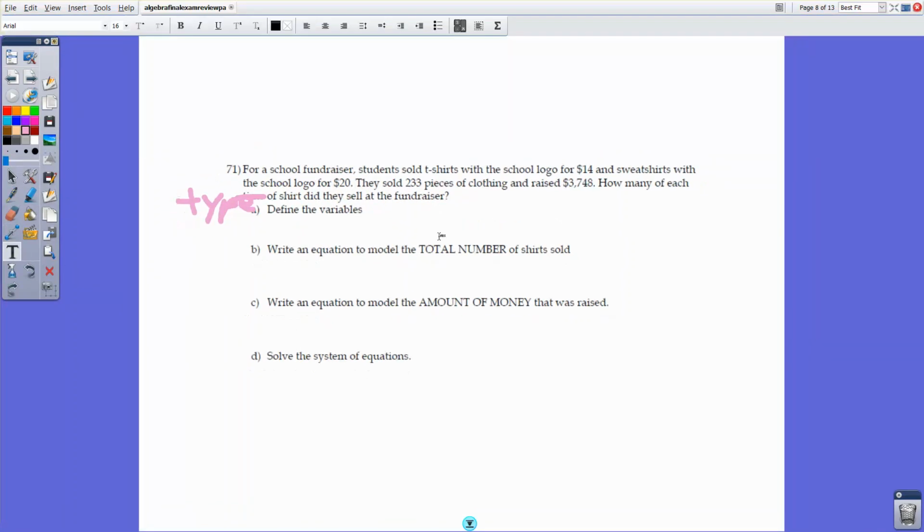Okay. Define the variables. So in this case, we don't know how many of each type. So let's let x equal type 1, and y equal type 2. They don't really name what type it is, but they are T-shirts and sweatshirts. So x equals T-shirts sold, and y equals sweatshirts.